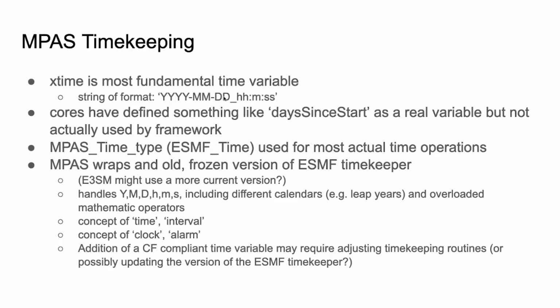So I said X time is the most fundamental time variable. However, you can't really do many operations on this string format. So actual time manipulations or operations are done using what's called an MPAS time type, which is really just a very thin wrapper to the ESMF time data type. And as I mentioned earlier, MPAS has its own version of a frozen old version of the ESMF timekeeping module in the MPAS source code itself.